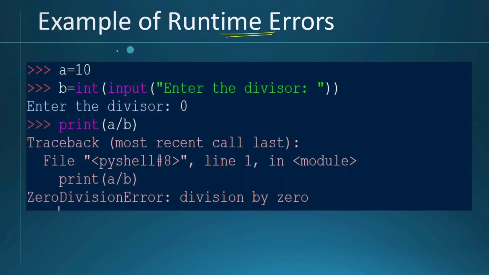This example I already discussed in the previous slide, so we'll just go through it now. Here you can see I'm printing a divided by b. The problem is that b should never be 0. If it is equal to 0, then Python cannot find this value. It will give an error.